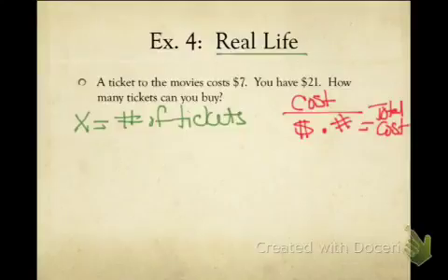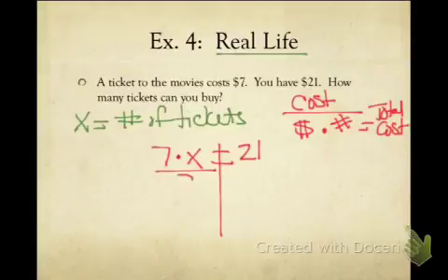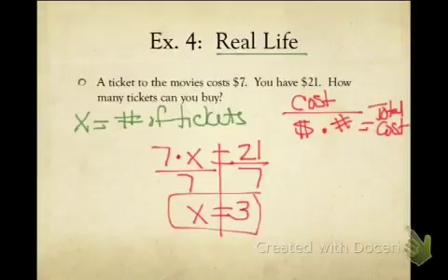So if I look at this problem, how much do the tickets cost? The tickets cost $7 times, I don't know how many I can get, but that's what I'm looking to find, and I have a total of $21 to spend. Now again, if we follow order of operations, you can see we have our variable term on one side, numerical term on the other, or our constant term. So all I have to do here is divide, and notice we get this number 3.